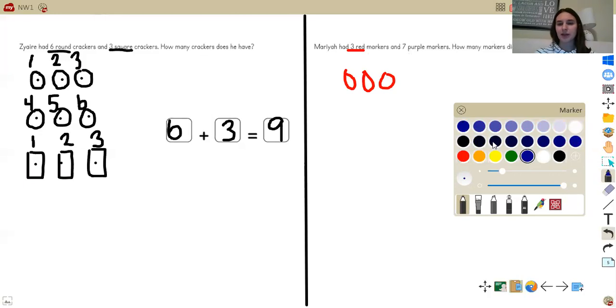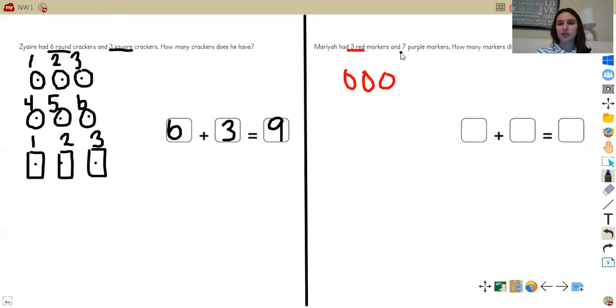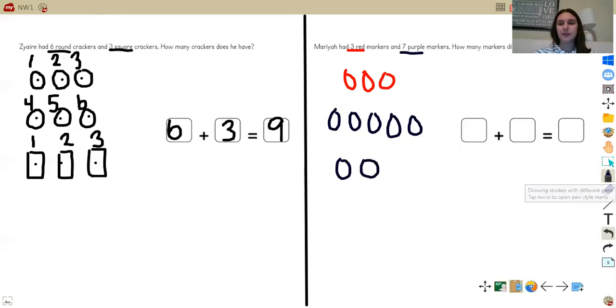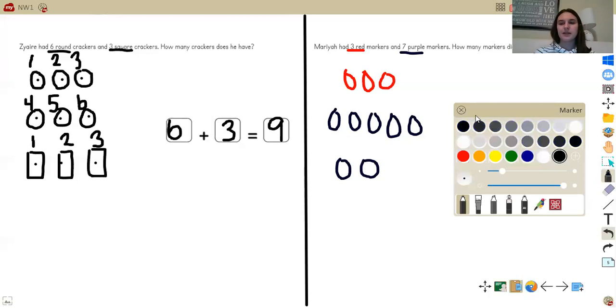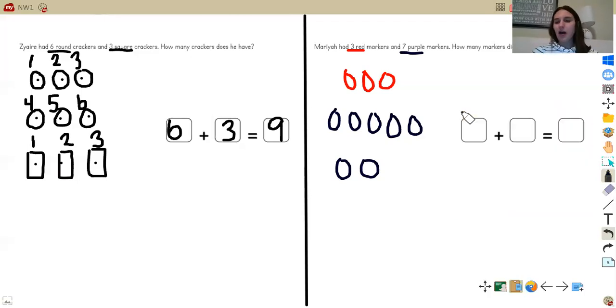And let's change the color. I don't have the color purple, so I'm just going to use this one, purple. And she has 7 purple. So 1, 2, 3, 4, 5, 6, 7. And just like all of our other problems, we are going to label to represent our number sentence. So let's start with the red markers.